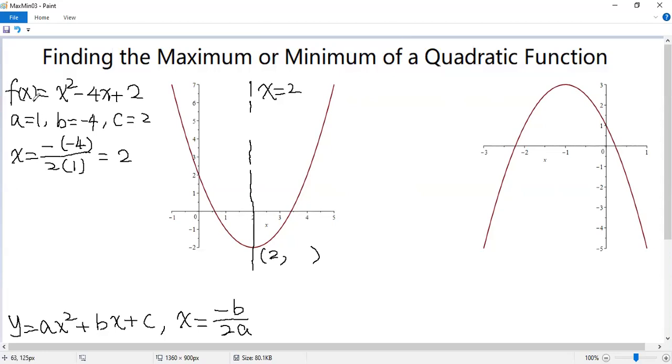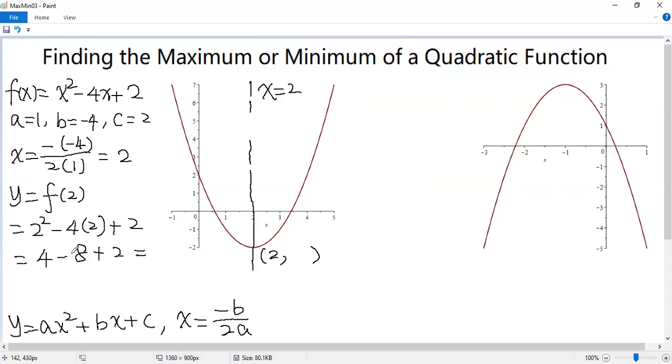To find the y coordinate of the vertex, we plug in x equals 2. So y equals f at 2. So we get 2 squared minus 4 times 2 plus 2. So we get 4 minus 8 plus 2. So equals negative 2. Now a is greater than 0. So it opens up. So it has a minimum negative 2.